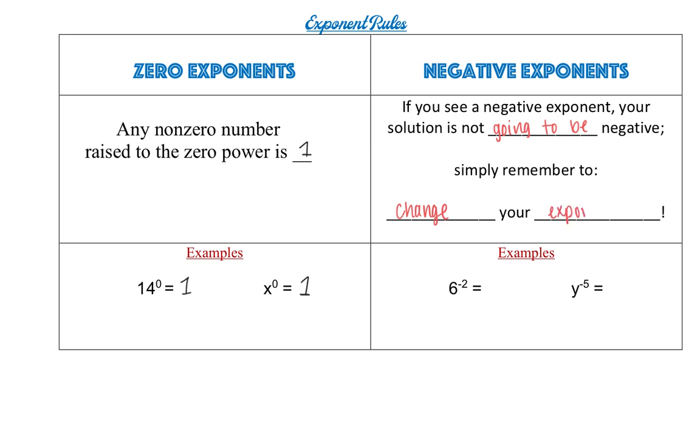Remember, we change our exponent by moving it to the denominator. So when we come down here to 6 to the power of negative 2, to make that 2 positive, we move it to the denominator. So 6 to the power of positive 2. 6 to the power of 2 is 36, so our final answer is 1/36. When we have variables, the same concept applies. Y to the power of negative 5, we need to change our exponent to be positive. Remember, to do that, we put it in the denominator. So 1/y to the power of positive 5.